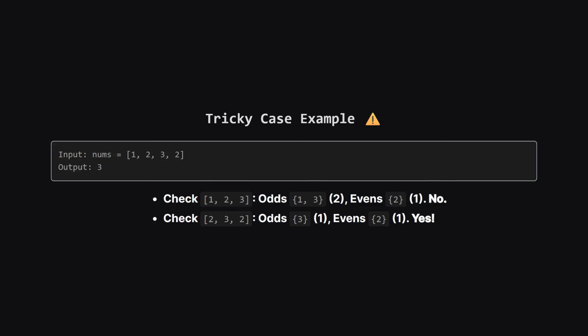Let's briefly look at a trickier one, 1, 2, 3, 2. You might think, oh, maybe 1, 2, 3 works? Well, the odds are 1 and 3, so that's 2 odds. The even is just 2, so that's 1 even. 2 does not equal 1, so that's not balanced. But if we shift over and look at 2, 3, 2, the distinct even is just 2. The distinct odd is just 3. 1 distinct even equals 1 distinct odd. That works. So the longest length here is 3.